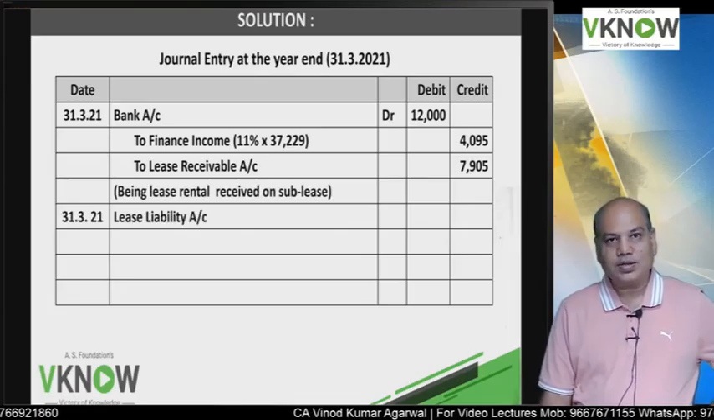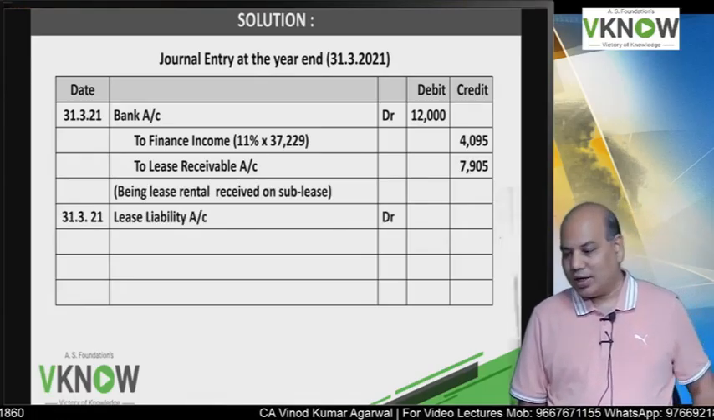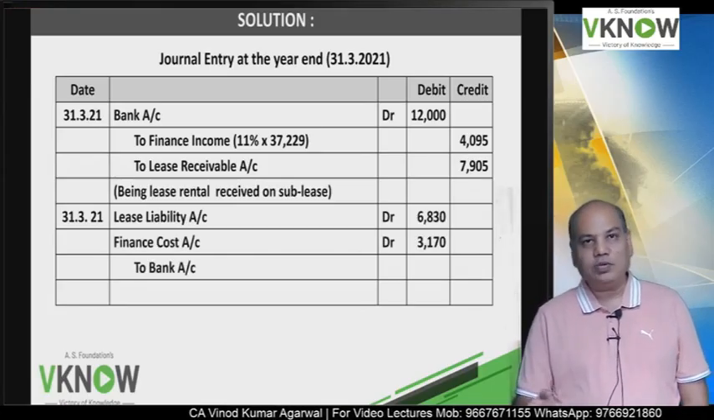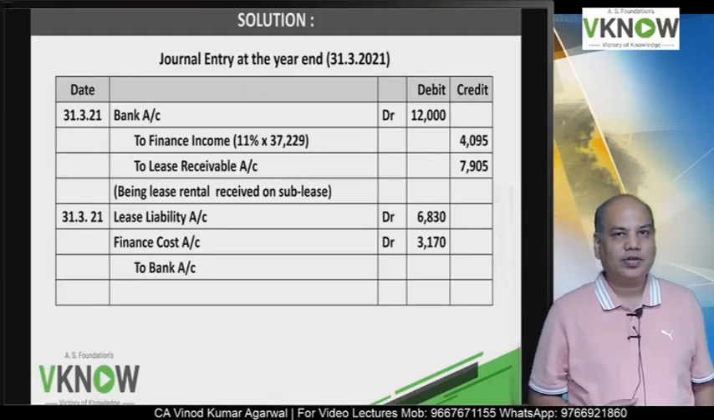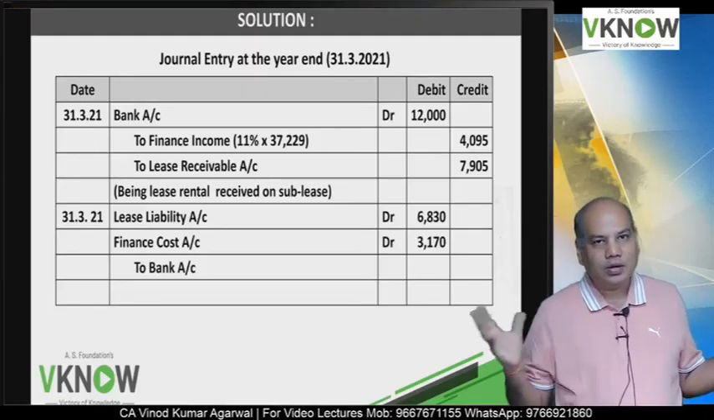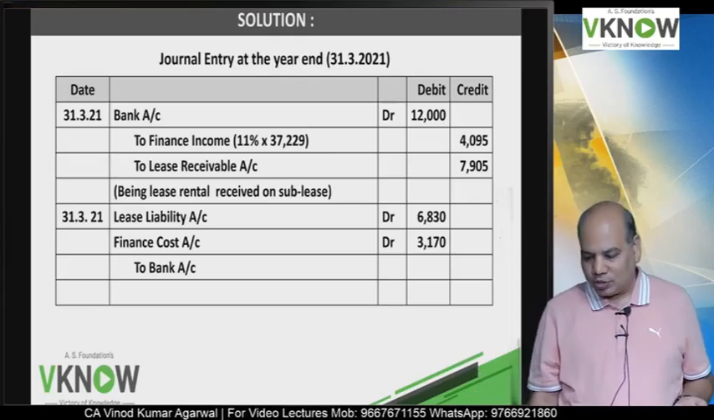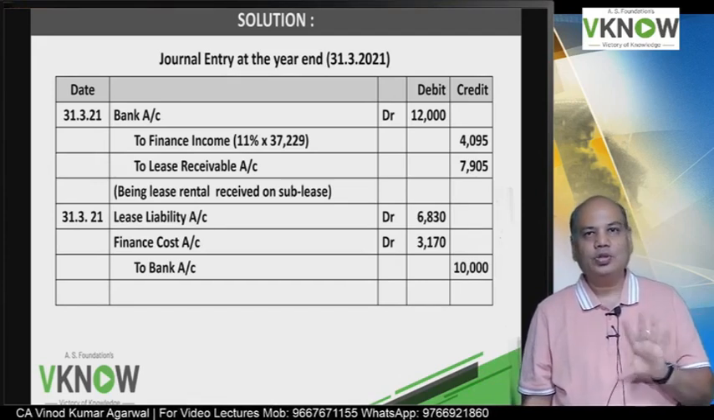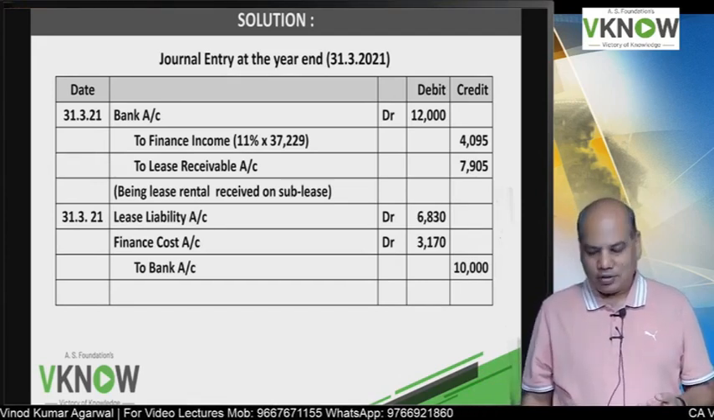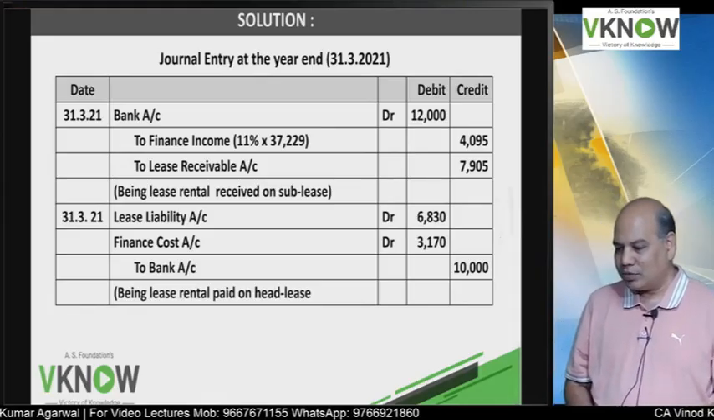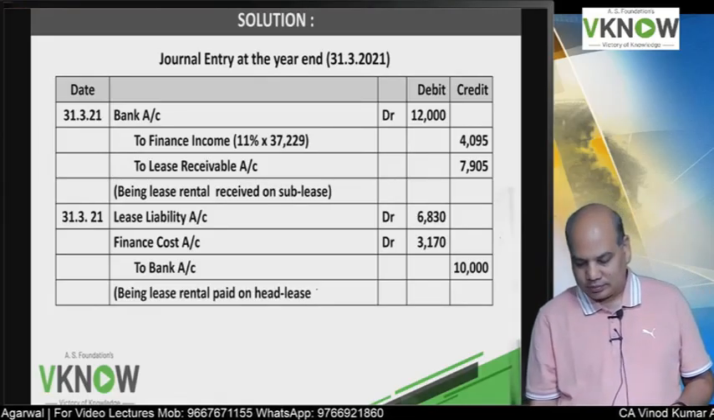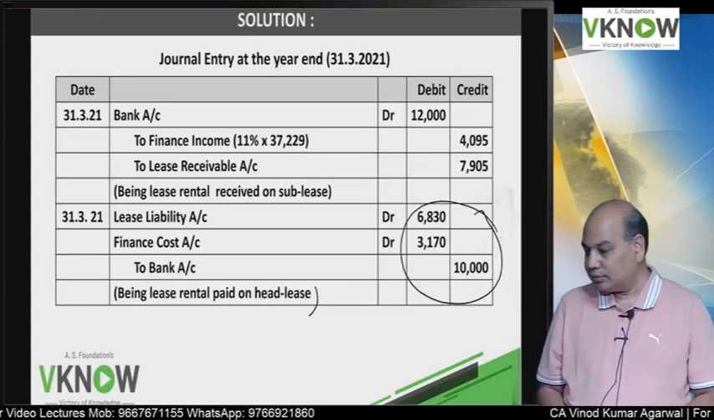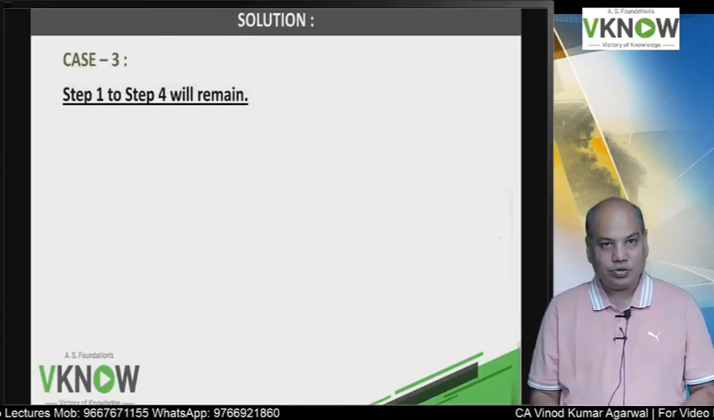And now we are going to pass the entry for lease payment on the head lease. Lease liability account debit, finance cost. This entry will be the same as in the previous case 1, because head lease accounting will not change. There I am going to pay 10,000, interest rate 10%. So same numbers. Do not spend your energy on accounting of the head lease, being rent paid on head lease. Is the answer the same? Is the answer right? Okay, that was my case 2.